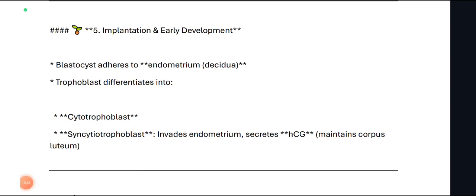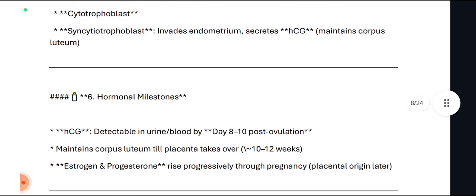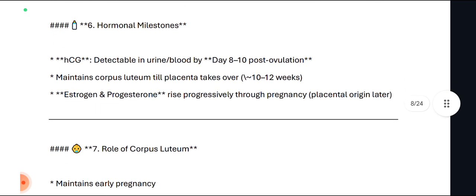Now this blastocyst has got trophoblast cells. The trophoblast cells differentiate into cytotrophoblast and syncytiotrophoblast. These syncytiotrophoblast cells invade the endometrium, and these are responsible for secreting the human chorionic gonadotropin, and this is the hormone which is detected in urine for urine pregnancy test, and this also is responsible for maintenance of corpus luteum.